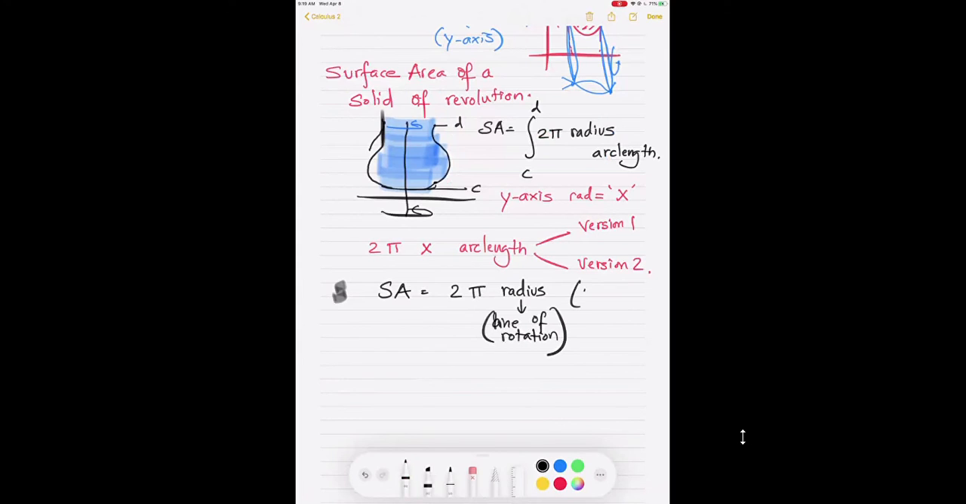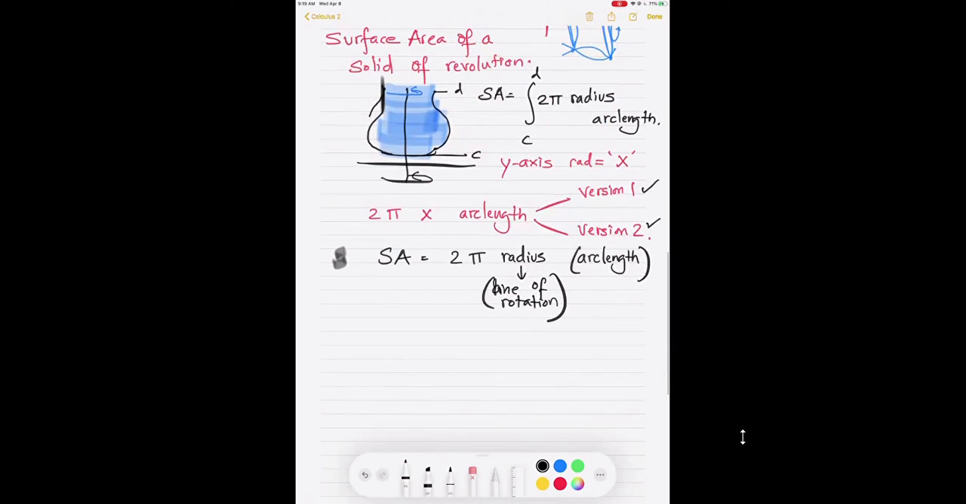And times it by arc length, which we said we have version 1 or version 2. So what do I mean by that? So here we go. Here's my first example. So we are going to find the exact area of the surface. And these are the key words. So you're finding an area of the surface, not under the curve.